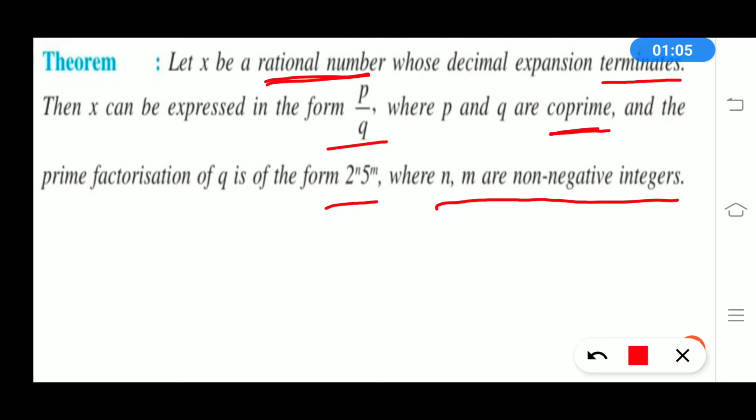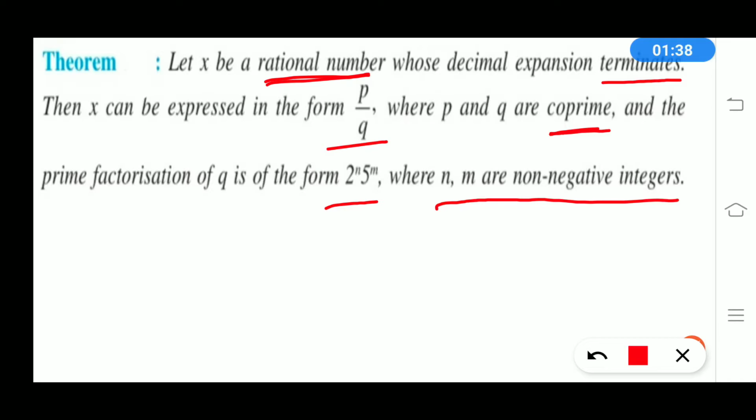then x can be written in the form of p by q, since x is a rational number, and q, that means the denominator, can be expressed in the form of 2 to the power n into 5 to the power m, or you can say that it can be factorized in the form of 2 to the power n into 5 to the power m, any number.